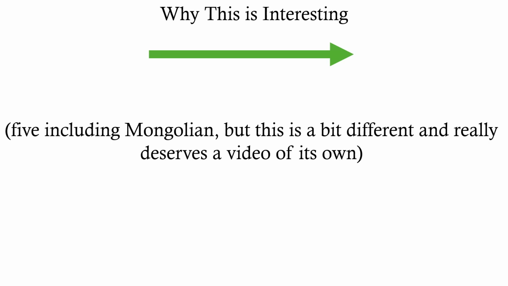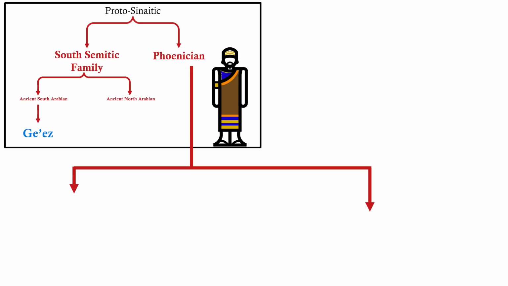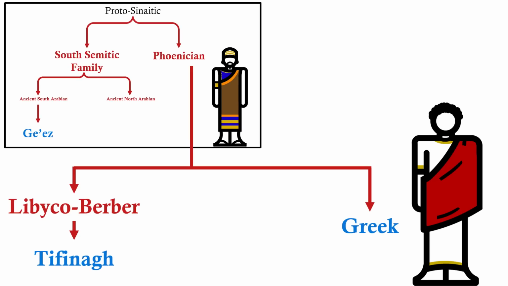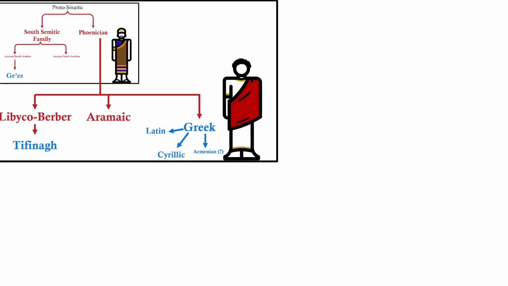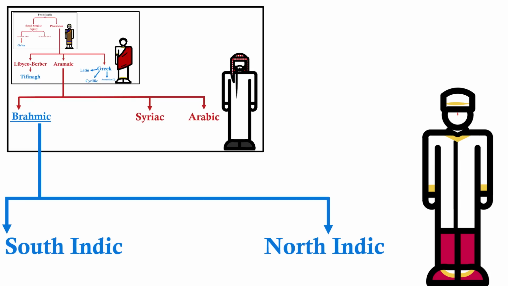What makes this more interesting is that this switch of direction from right to left to right has occurred at least 4 times, each time independent of the others in this script family. Firstly, there's Ge'ez, which is descended from the ancient South Arabian script. Then we have these scripts here, branches from the Phoenician abjad, the Tifinagh script, and the Greek alphabet, which is the ancestor of Latin, Cyrillic, and probably Armenian. Finally, we can look at the Aramaic branch, the common ancestor of Arabic, Syriac, and Brahmi. This right here is where our final switch happens, and it's the common ancestor of the Indic scriptures, which is why they're all written left to right.